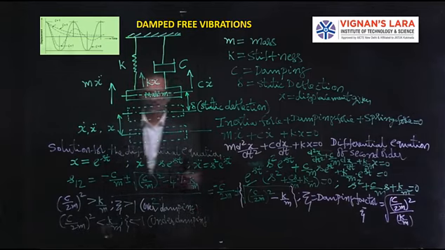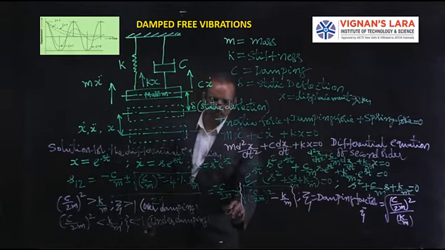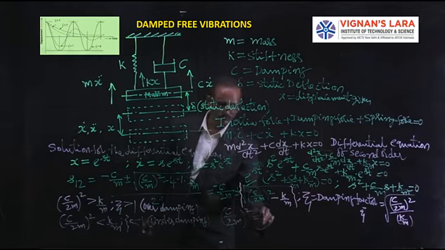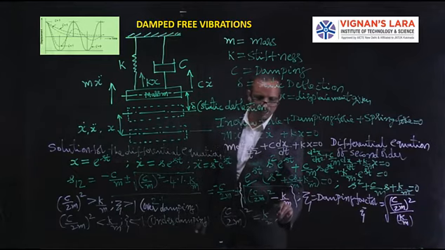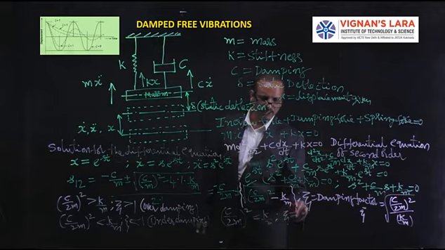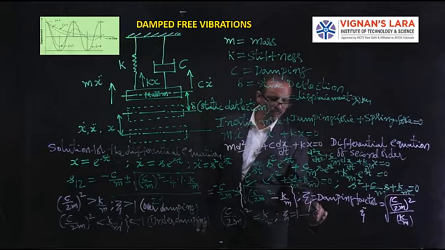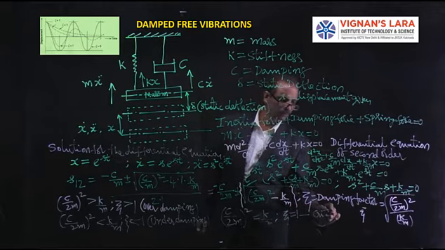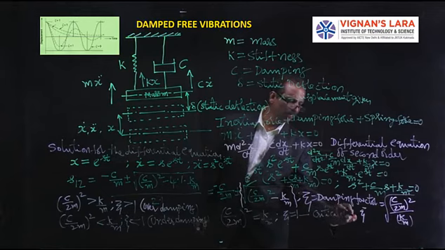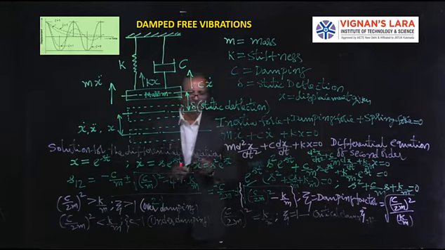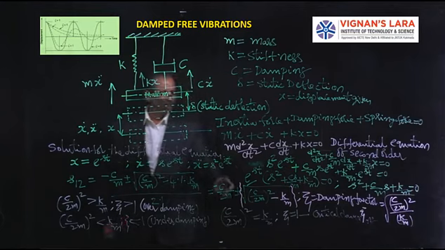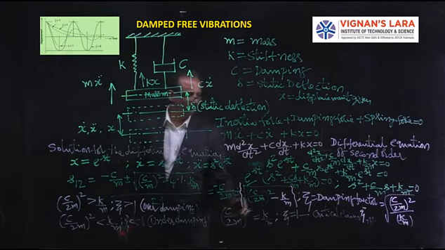The third case, where (c/2m)² equals k/m, that is, (c/2m)² divided by k/m is 1, that is zeta is equal to 1, which is called critical damping. Critical damping. So if it is critical damping, the damping coefficient is called the critical damping coefficient.